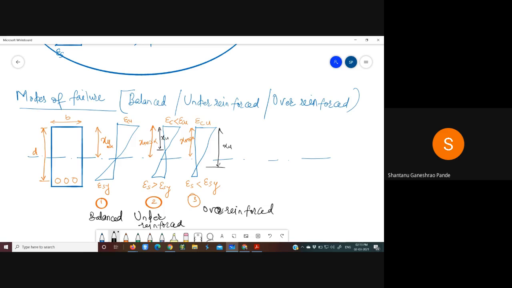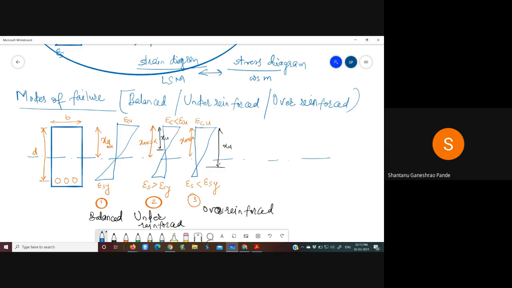If you see this, there is a difference between LSM and WSM. In WSM, what we have done, we have used stress diagrams, and when you are dealing with LSM, you are using strain diagrams. So this is the basic difference between WSM and LSM. I hope you are getting this.